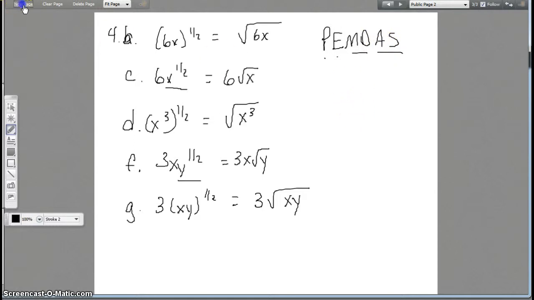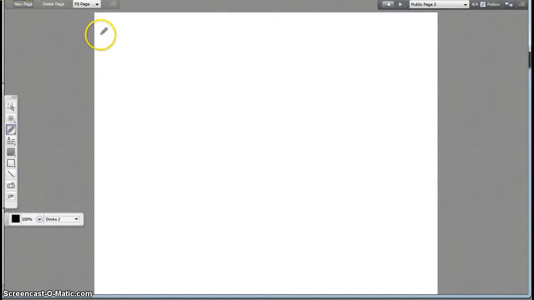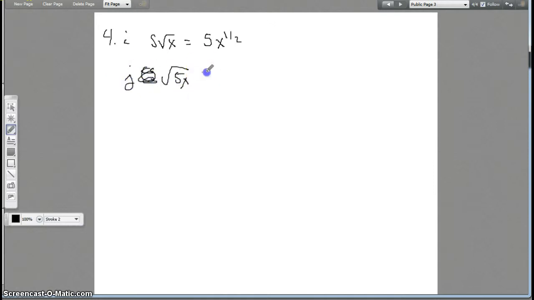Okay, so now we're going to look at the other part of number 4. The second half of number 4 says write each of the following in exponential form. So here you're going to be given the radical form, and you need to convert it to exponential form. So part I says 5 times the square root of x. Okay, well, we'll write down our 5. And our square root applies only to the x, so we can just write x to the 1/2. Let's look at part J, which is the square root of 5x. Okay, in this case, the half power applies to everything, so we have to put the 5x in parentheses and then raise it to the half power.